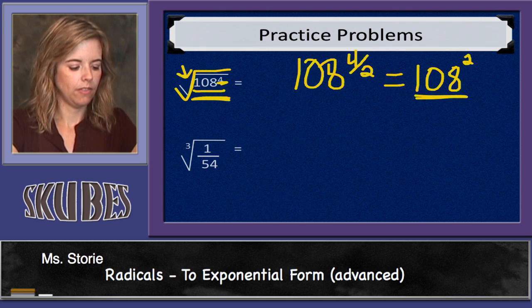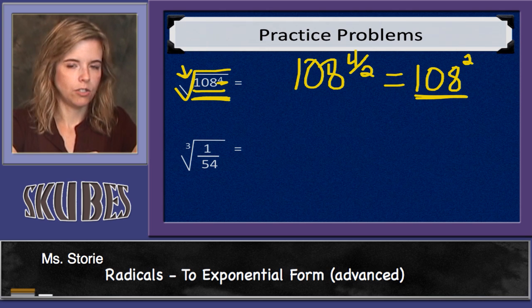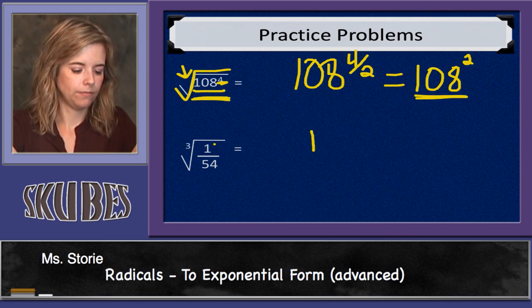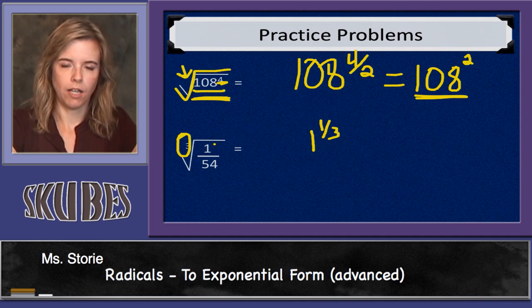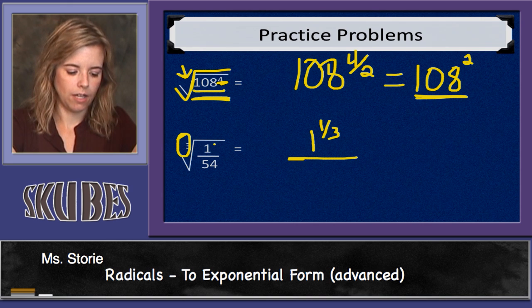Let's try another one. This has got a fraction on it, so your answer is still going to have a fraction as well. Let's do the numerator first. That's 1. You've got an exponent there. It's not written, so it's assumed to be the number 1. So that becomes your numerator. You've got an index of 3, so that's your denominator. Now 1 was in the numerator position, so we're going to keep it there.